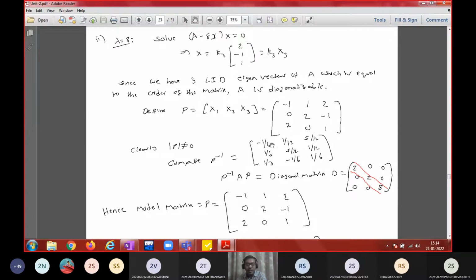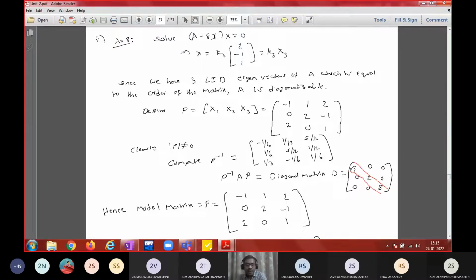Students computed P inverse and told me, I copied that. And if you compute P inverse AP, it is turning out to be a diagonal matrix, whose diagonal elements are nothing but the eigenvalues 2, 2, 8. So if you get 2, 3, 8, that means you made a mistake somewhere, because the diagonal elements of D must be the eigenvalues of A. Otherwise, it is a mistake.